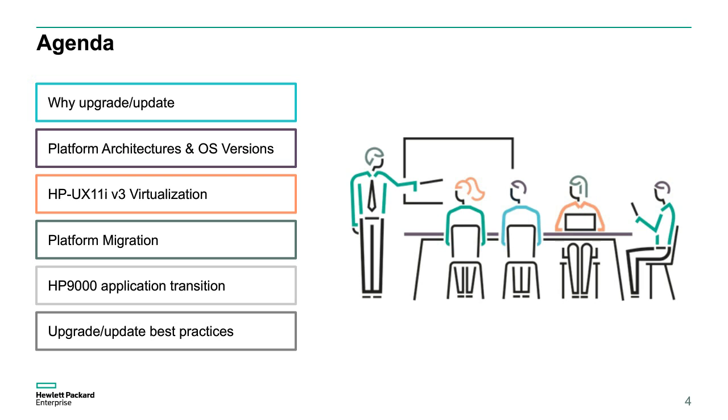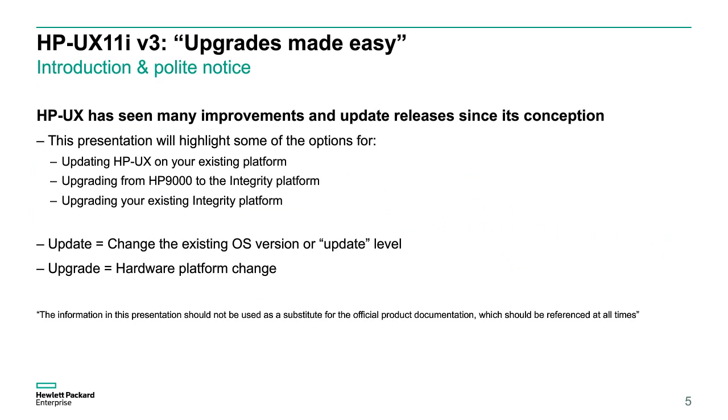So we'll have a quick look at what is upgrade and update, the architecture and OS version, so you understand what you're running on your systems today, how virtualization can help, and then what options you have for platform or application migration. So you may be running the latest platform, or you may be running a platform that you've been running for many, many years that's running an older version of HPLUX. So we need to understand what you've got before we can try and move it forward.